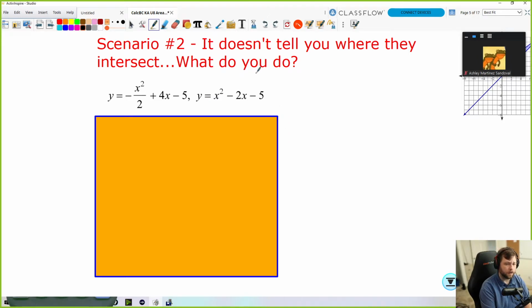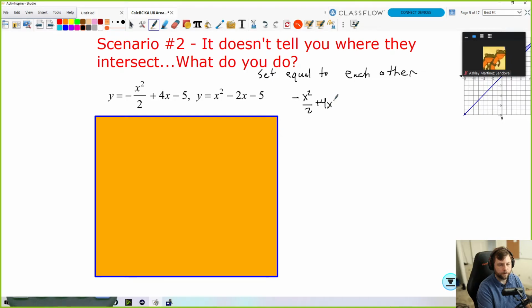What I'm going to do is I have to set them equal to each other. Let's assume I don't have a calculator to graph it. We'll show the graph afterward, right? We're going to have to set them equal to each other to solve for x. So I'm going to say -x squared over 2 plus 4x minus 5 equal to +x squared minus 2x minus 5.